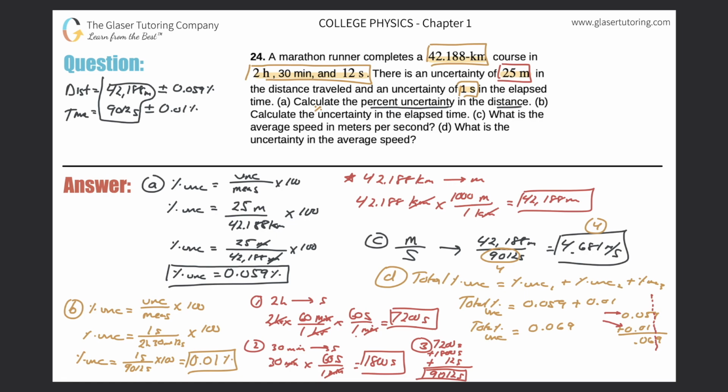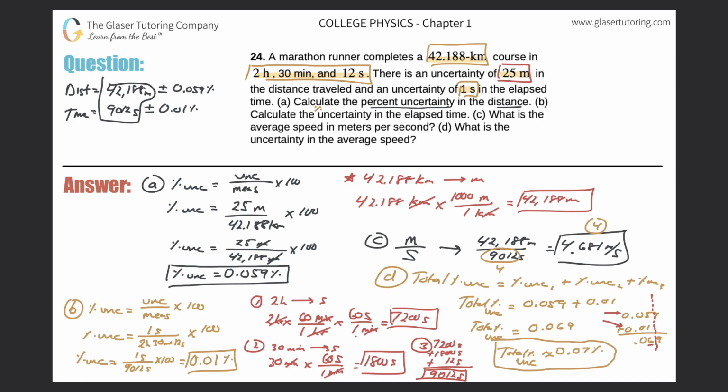So therefore, your answer cannot be more certain than the hundredths place. Okay, so now I need to round the number to the hundredths place, right? So I look at the thousandths place, it's a 9, and it rounds the 6 up. So the total percent uncertainty, I'll just approximate it, becomes 0.07%.